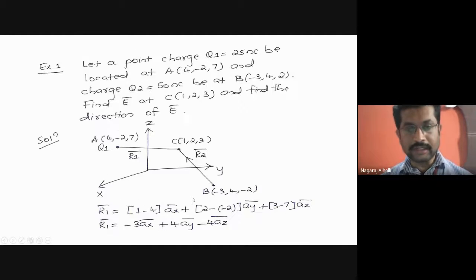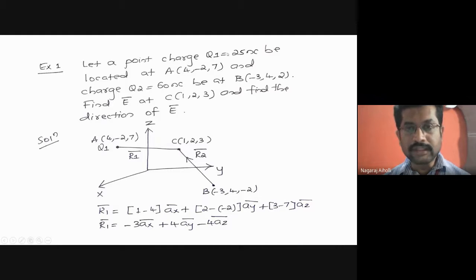Correct? Then we are writing the net electric field intensity. The net electric field intensity at the given point due to the other charges is nothing but the resultant, or the summation, of the individual electric field intensities. So E bar is equal to E1 bar plus E2 bar. There are two electric field intensities. E bar is equal to E1 bar plus E2 bar at the point C. That is electric field intensity E1 bar due to the charge at A on C, plus the electric field intensity E2 of the charge placed at B on C.